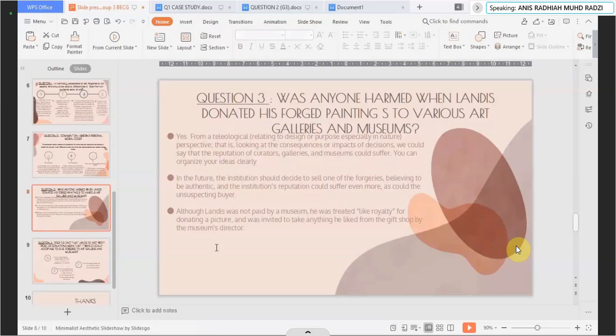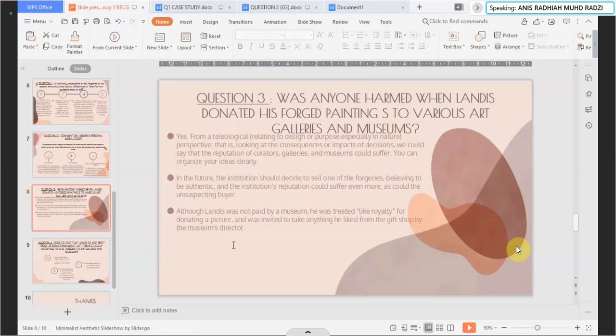Art students could feel duped also about studying fake. People associated with the art galleries or museum may feel less trusting, and that could result in negative feedback and a reduction of funding for the arts. So in the future, the institution should decide to sell one of the forgeries, believing it to be authentic, and the institution reputation could suffer even more, as could the unsuspecting buyer.